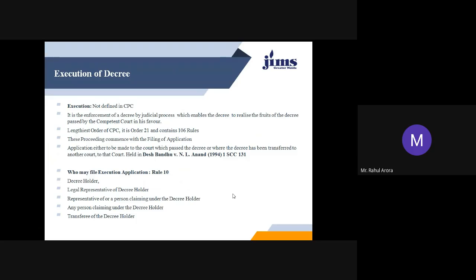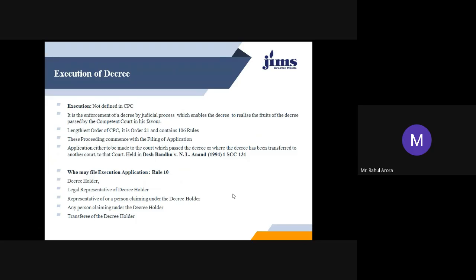As far as the provisions regarding execution are concerned, they have been given from section 36 to 74 of the Code of Civil Procedure, and the rules are contained in the orders. This is one of the lengthiest orders in the CPC. It is Order number 21, and it contains 106 rules.